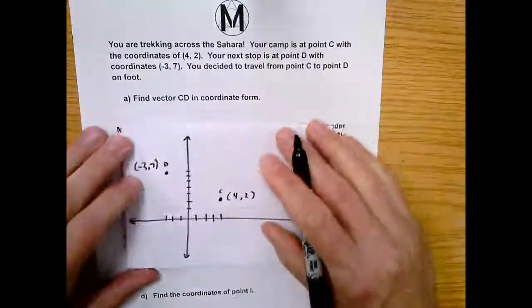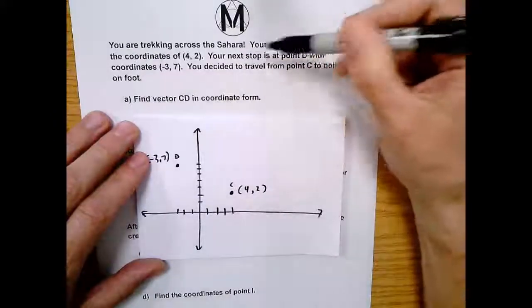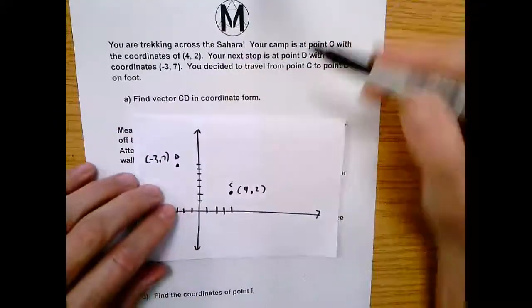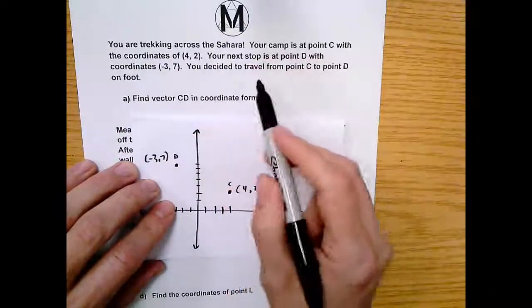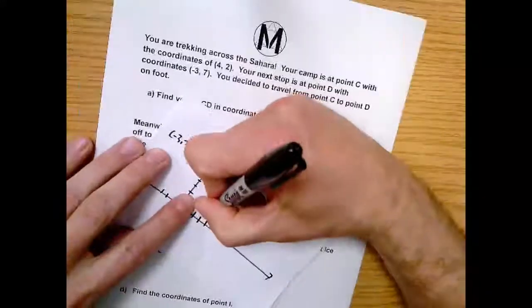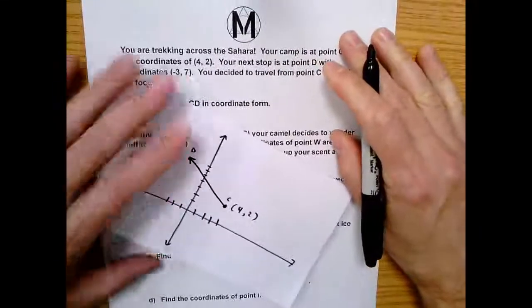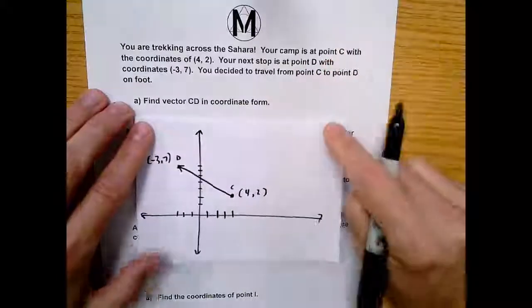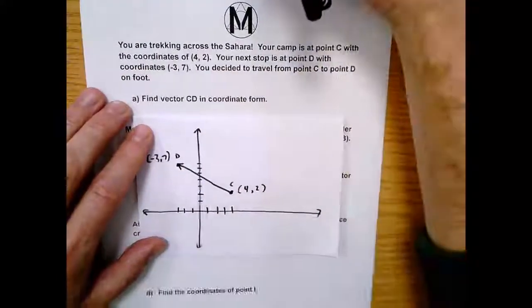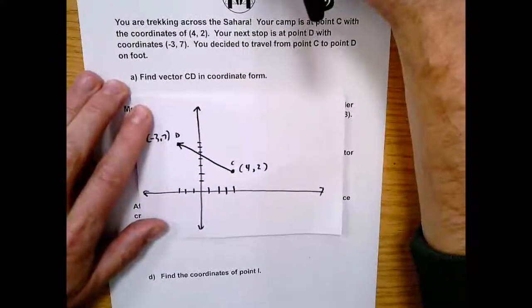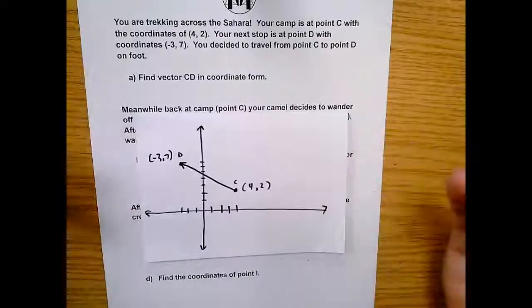Okay, going on with the story. Oh wait, so your camp's at point C, your next stop. So that means I traveled there, okay? So you decide to travel from point C to point D on foot, like it says. Okay, so we traveled from C to D. So if I went from C to D, and there you go. What I just did was I made a vector for CD, and that's just kind of what the story said. And that's a big part of math, it's just translating a story into the language of math, which is usually a more simple and efficient language, okay? So it's a lot of translating.